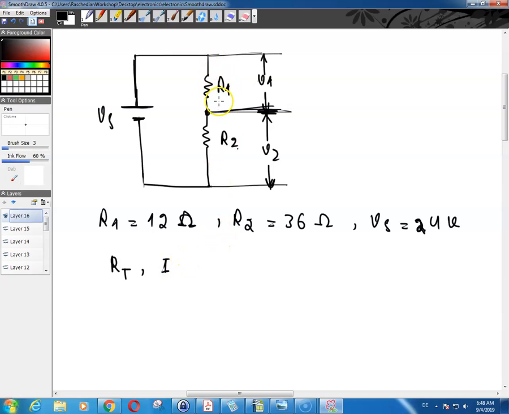One thing that you need to know about these circuits, about a series circuit, is this. First of all, your R of T, when you have two resistors in series, is R1 plus R2, which you already know. So that's equal to 12 plus 36, which is equal to 48 ohms. So R of T is equal to 48 ohms.